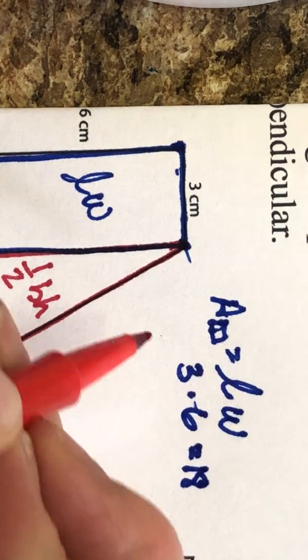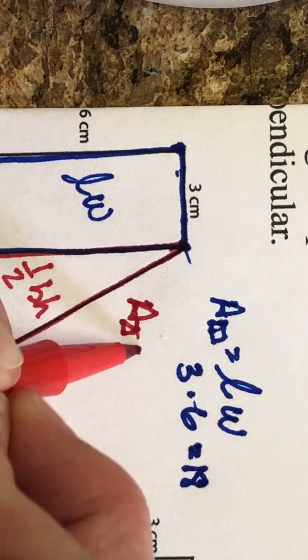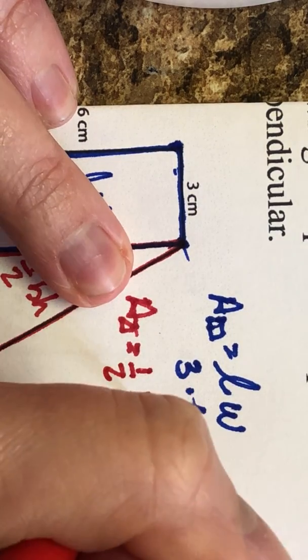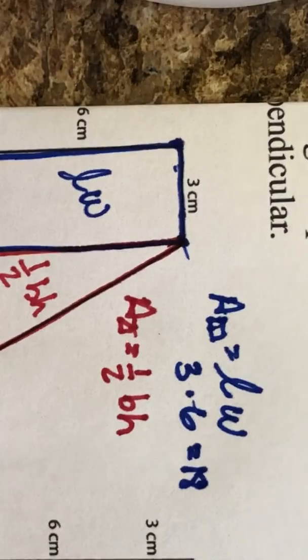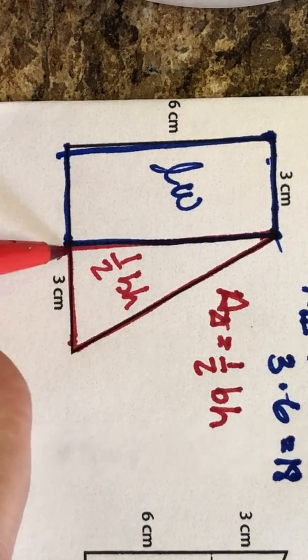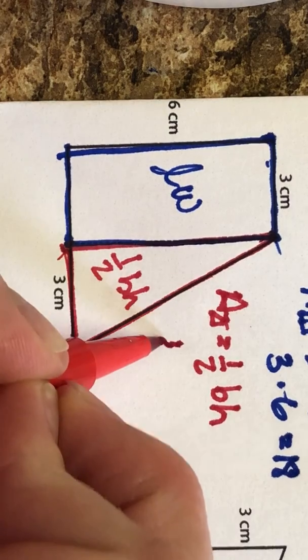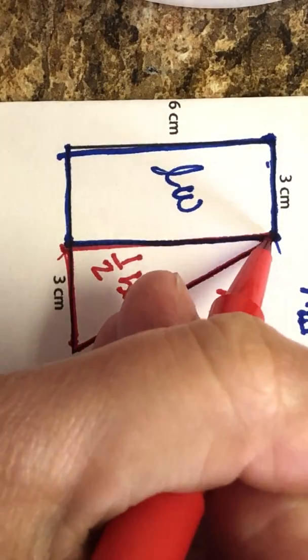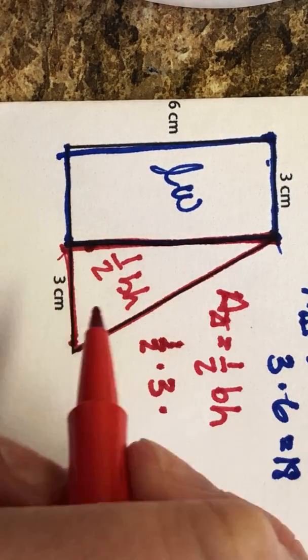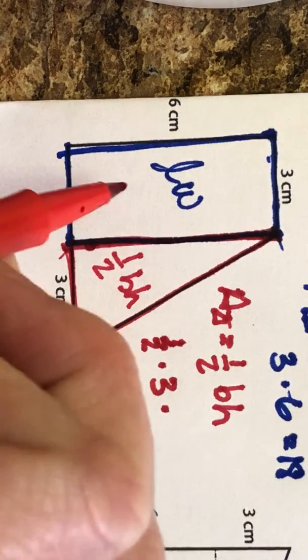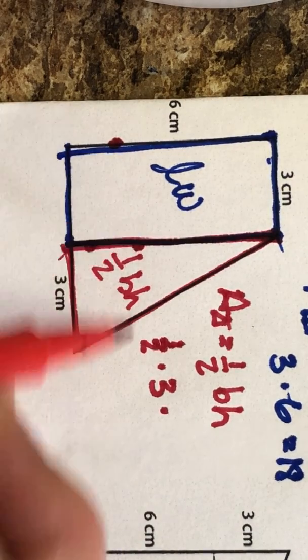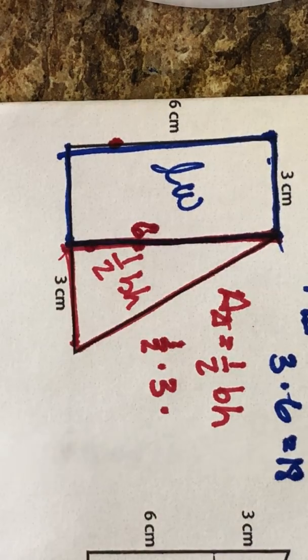Now to find the area of the triangle. Area of a triangle is found by doing 1/2 base times height. So if I look over here at my triangle, I have a base of 3. So I'm going to fill that in. I have 1/2 times 3 times the height. And if I go over here, there's no number here. But I know that if this is a rectangle, that this side is the same as this side, which means the height of my triangle is 6. So I'm going to use 6 for the height.